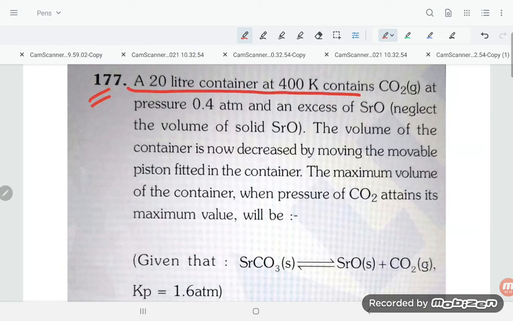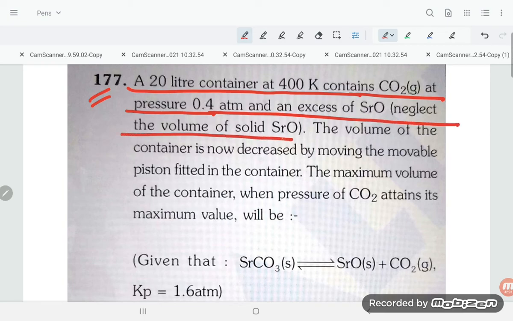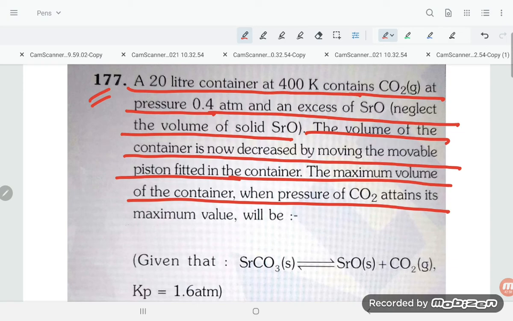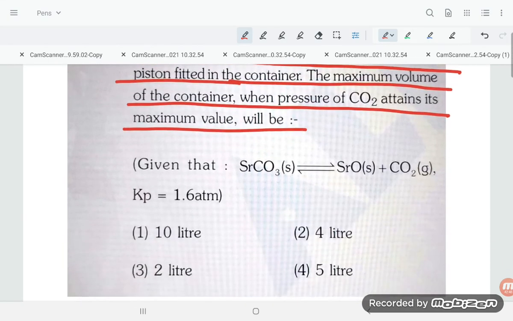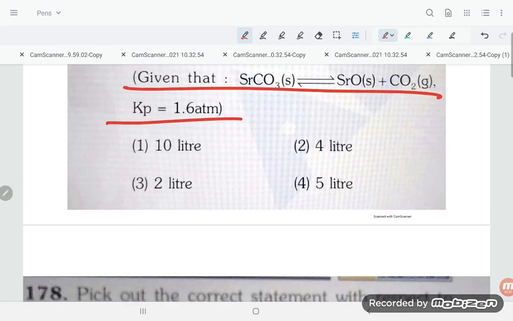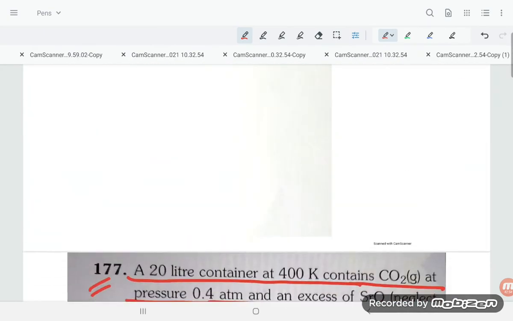A 20-liter container at 400 Kelvin contains CO2 at a pressure of 0.4 atm and excess of SrO. Neglect the volume of solid SrO. The volume of the container is now decreased by moving the movable piston fitted in the container. The maximum volume of the container where pressure of CO2 attains the maximum value will be, okay. So how can you solve this one? Four options are given, student. Let us try to solve it here, students.